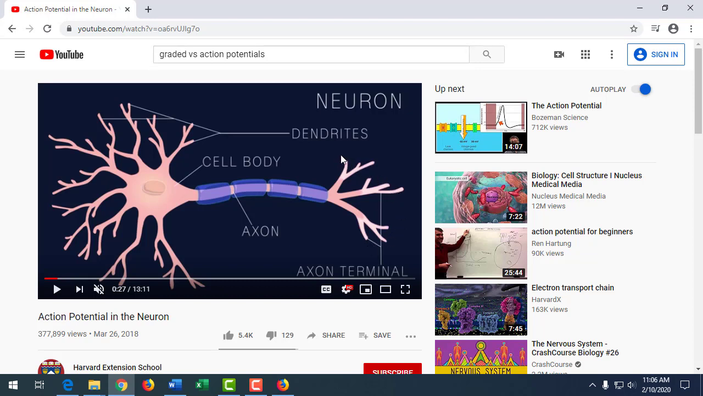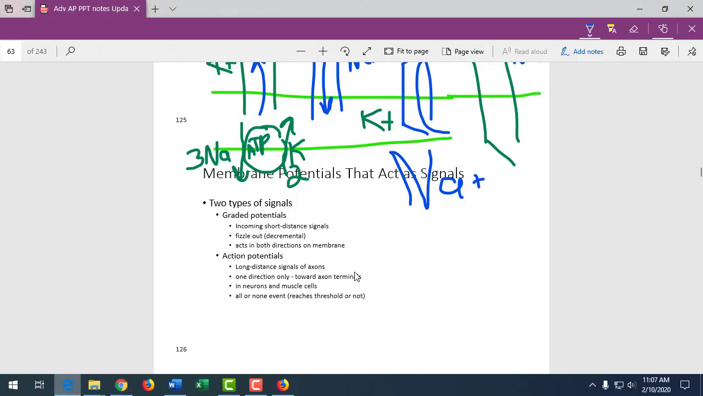So we have neurotransmitters being stored in synaptic vesicles at the end of this neuron, waiting for release, but they need an action potential to stimulate that release. If we don't reach threshold out here at the axon hillock, nothing happens and these graded potentials fizzle out. Okay, so back to our PowerPoint then.